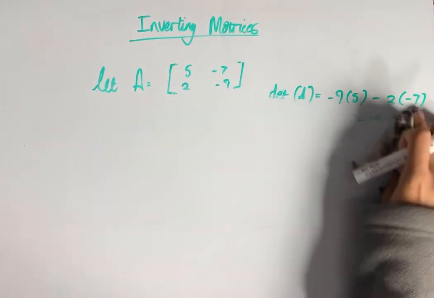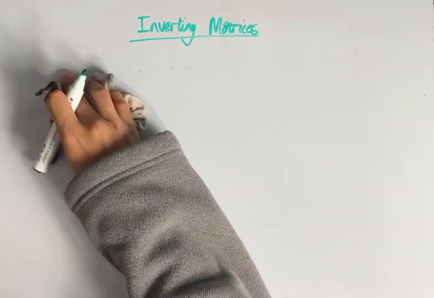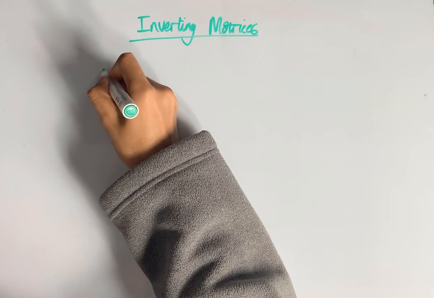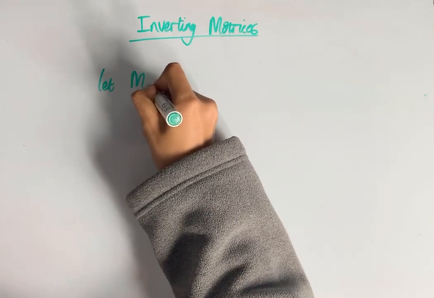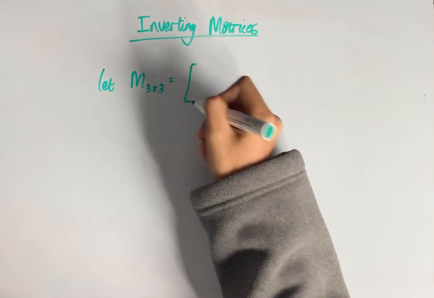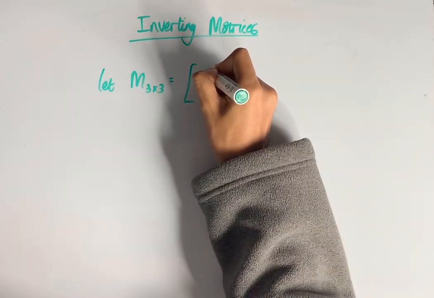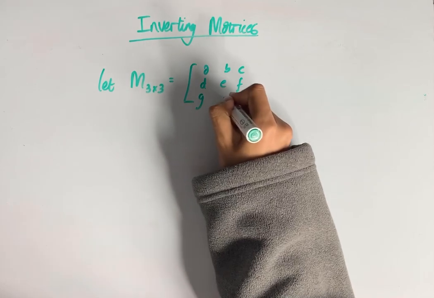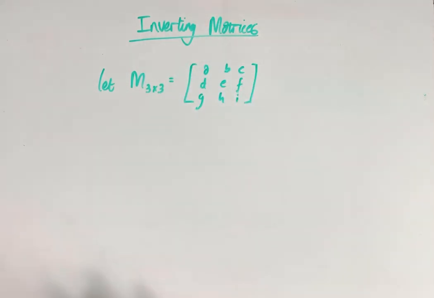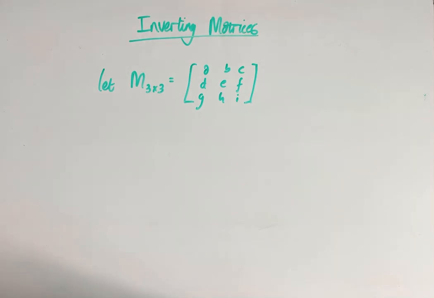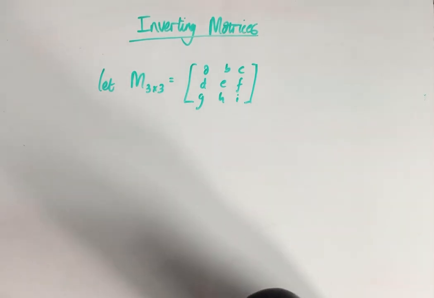Now, moving on to 3x3 matrices, our first step is to form a matrix of minors. So let a matrix M be A, B, C, D, E, F, G, H, I. Every single element of this matrix has something called a minor, which we find by crossing out its row and its column first.